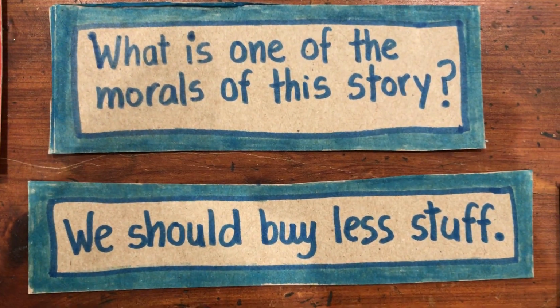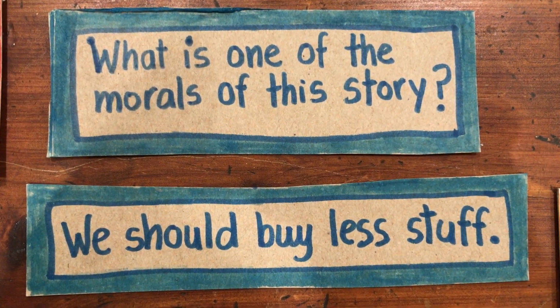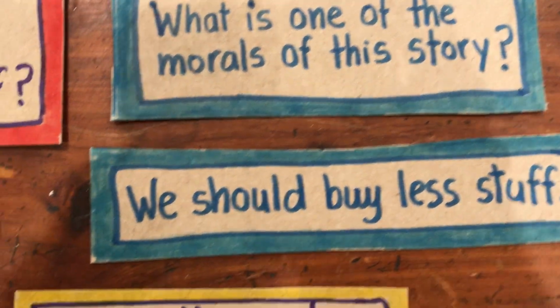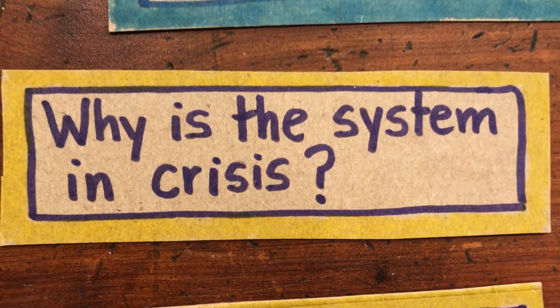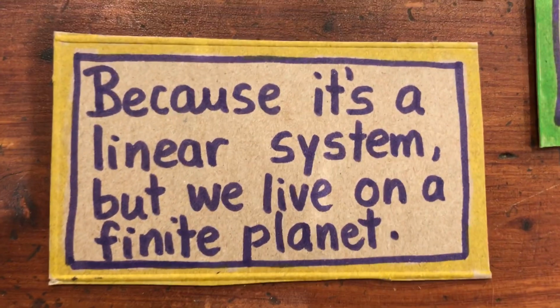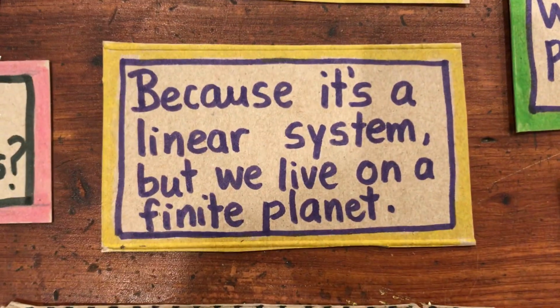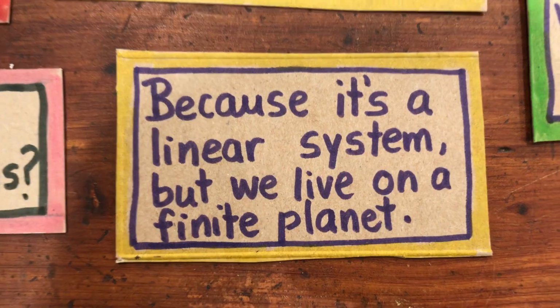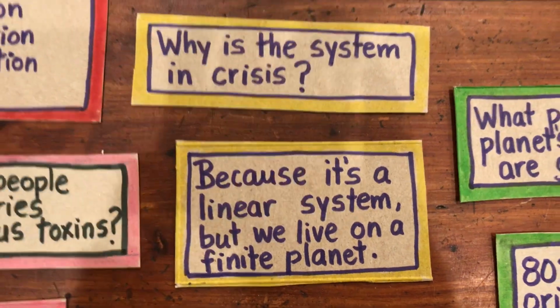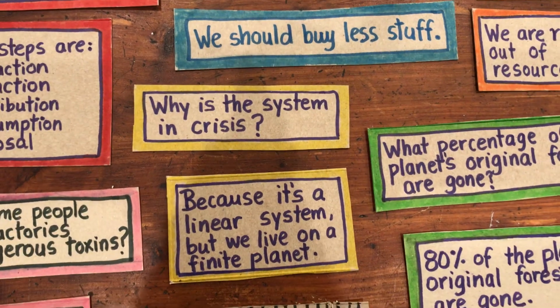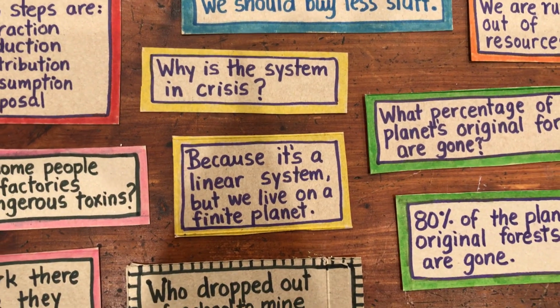What is one of the morals of this story? We should buy less stuff. Why is the system in crisis? Because it's a linear system, but we live on a finite planet. A finite planet means that our Earth does not grow bigger. It's just the same size, even though the population keeps increasing and using more and more resources.